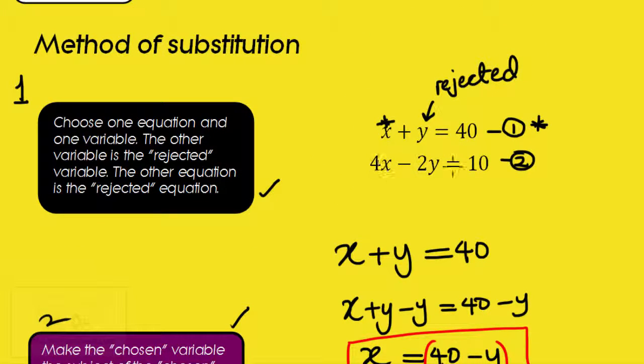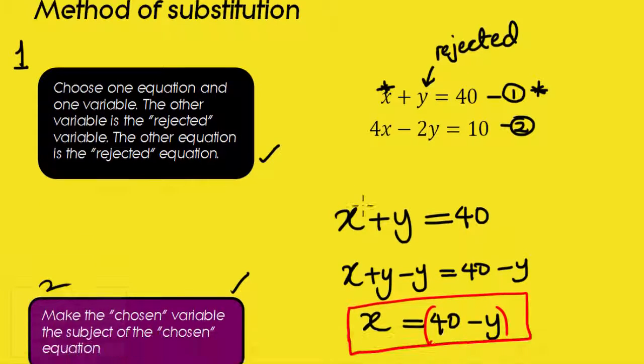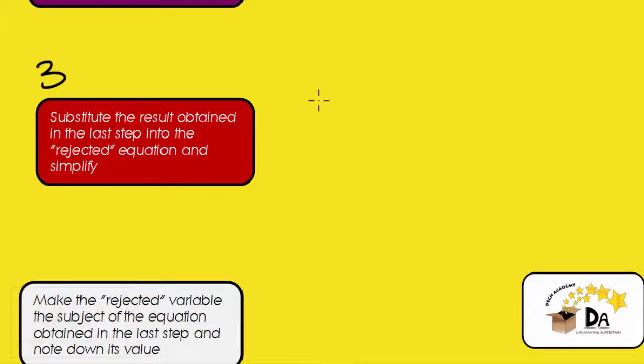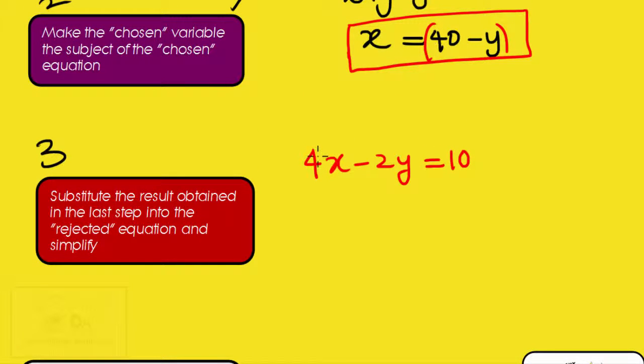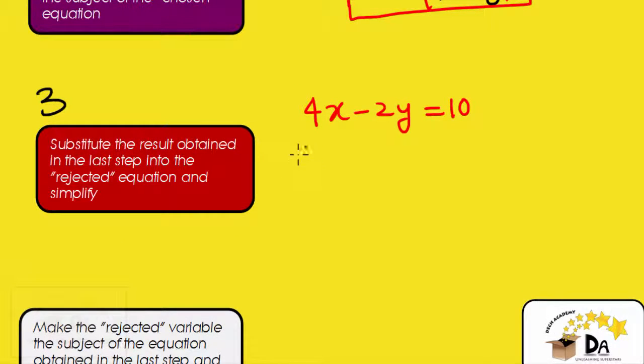Recall the rejected equation is this: 4x minus 2y equals 10. The equation we didn't choose, equation 2. Now we need to substitute the result obtained in the last step into this equation, and this is the essence of the method of substitution. Wherever we see x, we replace it with 40 minus y, and that's what we're going to do here. Instead of x, 40 minus y, minus 2y equals 10.